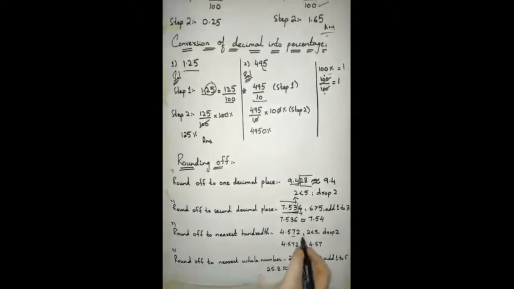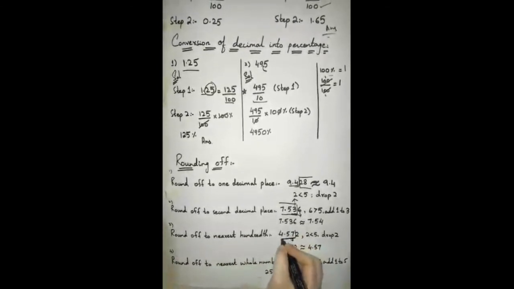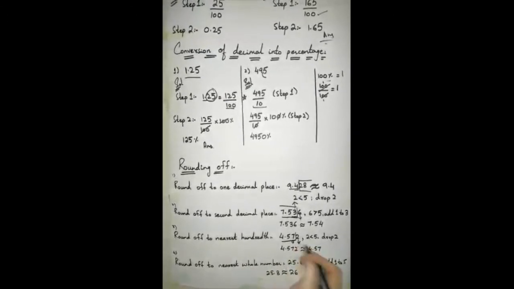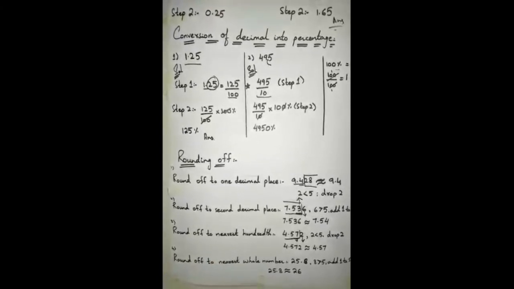Round off to the nearest hundredth. You know the position of hundredth in a decimal number. If you want to round off the number to the hundredth place, it means you want only 2 decimal places after the decimal point. Observe the number after the hundredth place. 2 is the number. 2 is less than 5. That's why I am dropping 2, and 4.57 approximates to 4.57.